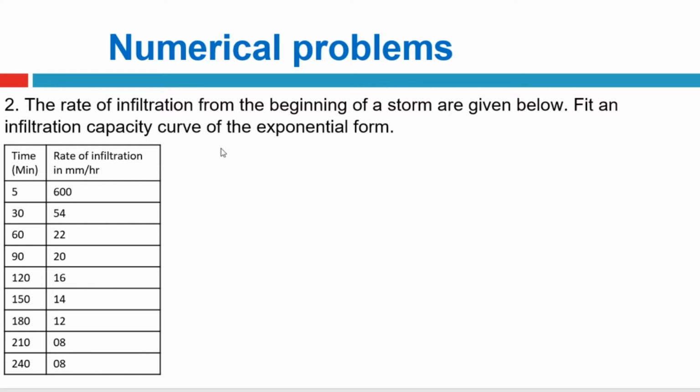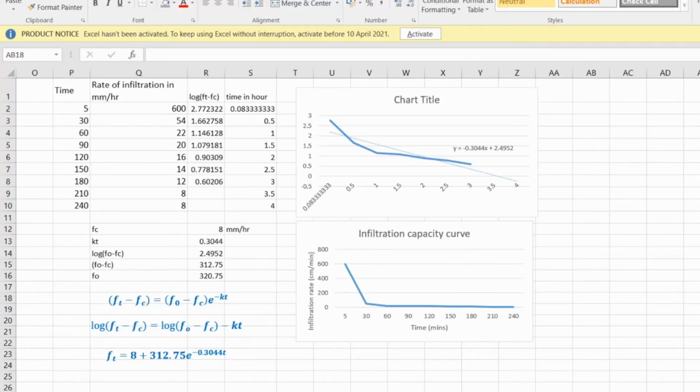Now what is the data that is given to you? He has given you the time in terms of minutes, and he has also given you the rate of infiltration in terms of mm per hour. So we need to convert this time into hours. Anyhow, we can do that later when we are solving the equation. I'll show you that Excel sheet where I have solved it.